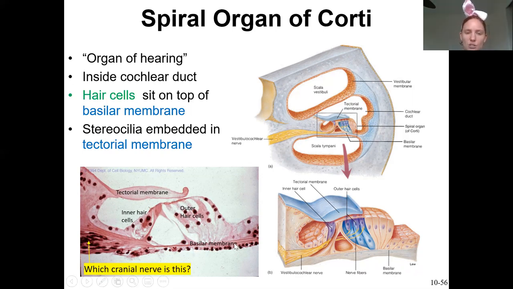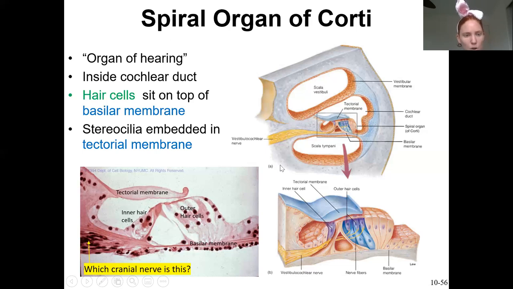And then the hair cells are sitting on another membrane, which is the floor of the cochlear duct. That's called the basilar membrane. Okay, the basilar membrane. And then the roof of the cochlear duct is called the vestibular membrane.